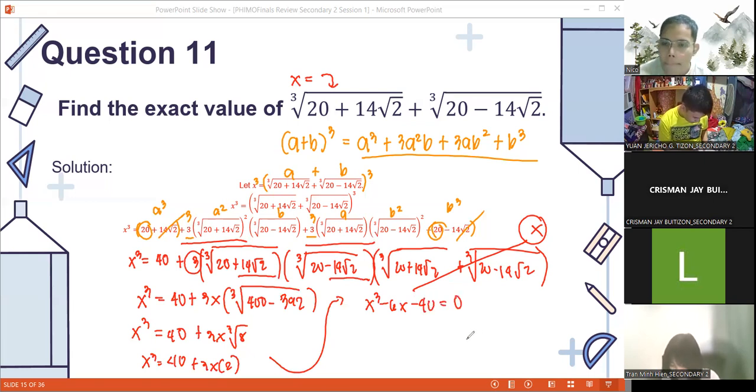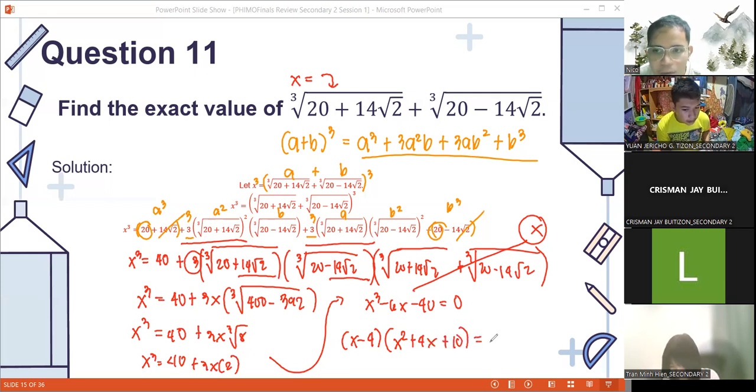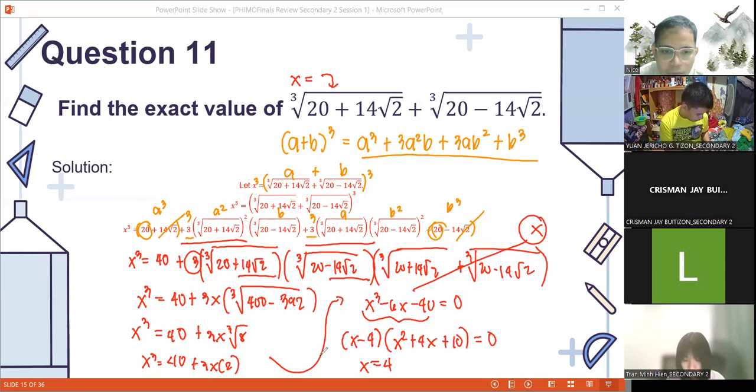Okay, so what do we get here? This is x cubed, this is 6x, and then this is 40. Factoring it out, this is 4 and 10, right? Then this is 6, so this is x minus 4, and then this is x squared plus 4x plus 10 equal to 0. Okay, don't forget. And then you're gonna get the value which is x is equal to 4. Okay, and that is our final answer.